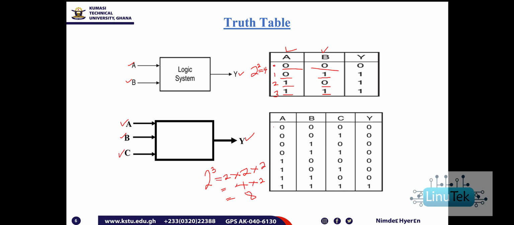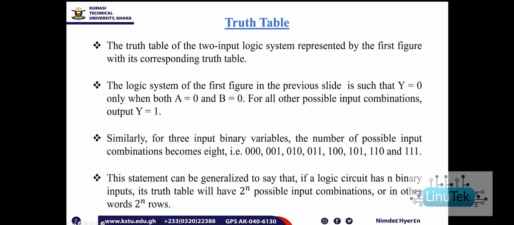So starting from 0, you have 1, you have 2, you have 3, 4, you have 5, you have 6, and 7. So these are 8 possible combinations of 3 bits. And then you would have the corresponding output in Y. So this is basically what we term as a truth table.